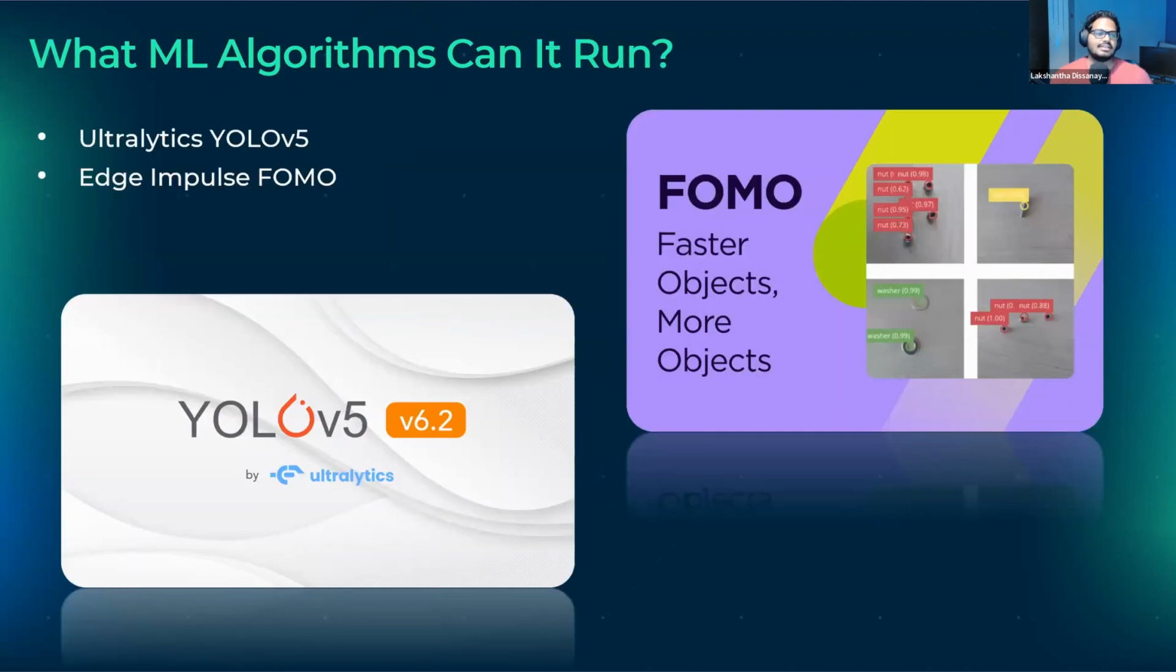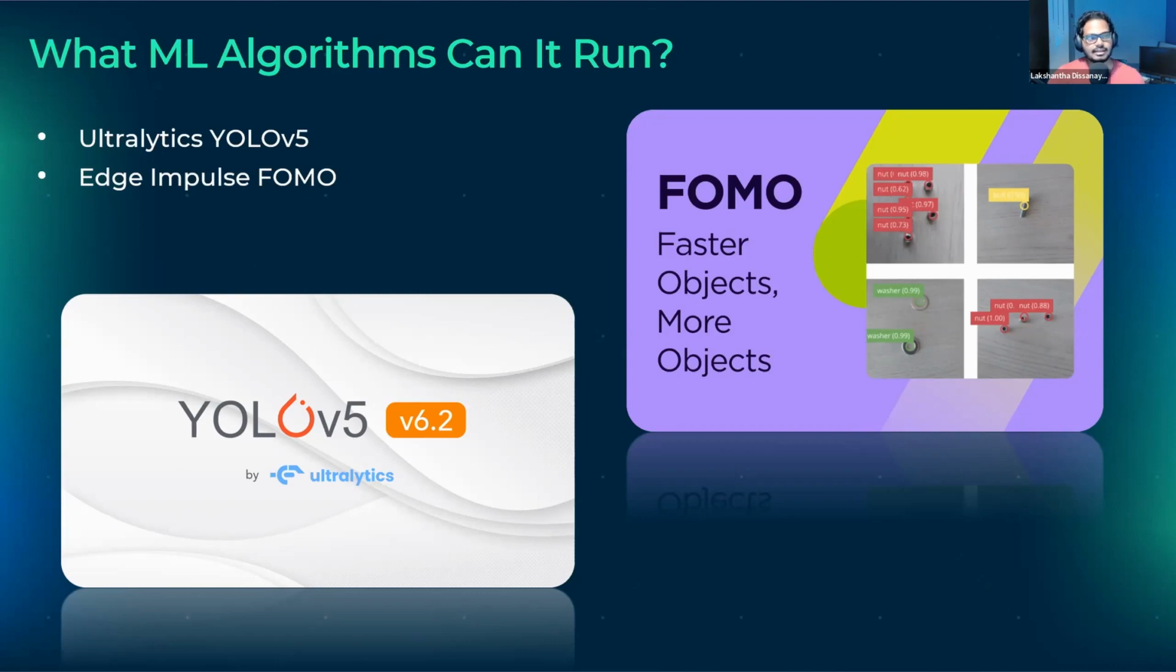So what ML algorithms can this device run? Out of the box, when you buy this Grove Vision AI module, it's preloaded with a model which is trained using Ultralytics YOLO V5. So that is what comes out of the box.